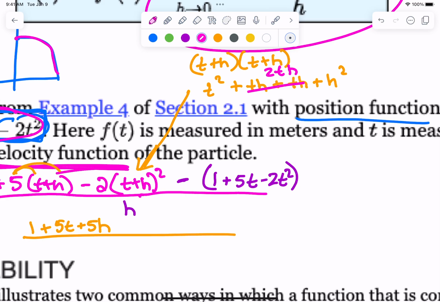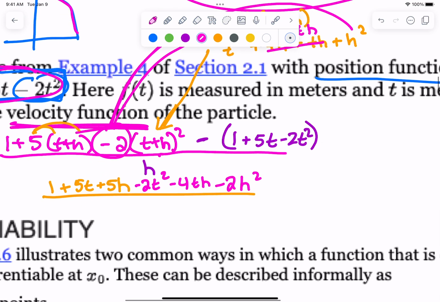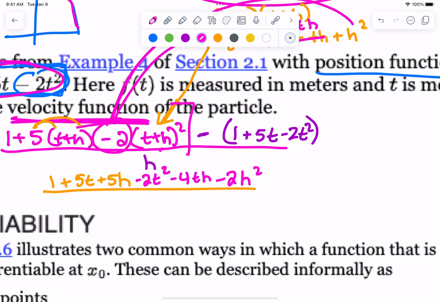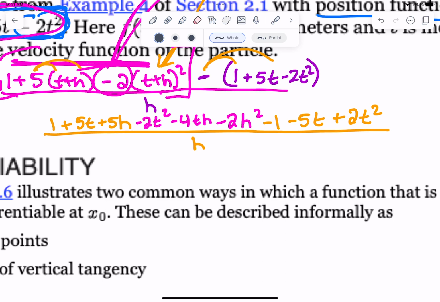Okay, now what do I do with that? I have to distribute the negative 2 through. So negative 2 times t squared, negative 2 times 2th is negative 4th, and negative 2 times h squared is negative 2h squared. That was that big jumbled mess. That's just this chunk. But things are going to cancel out really nice and pretty for us, I hope. Now distribute our negative through. So minus 1 minus 5t plus 2t squared, all over h. Here we go. Are we good so far before we start to cancel?